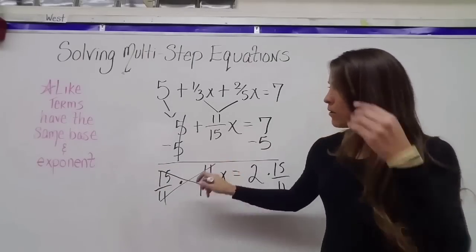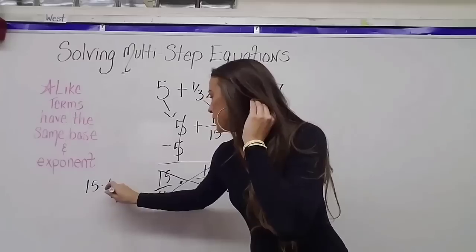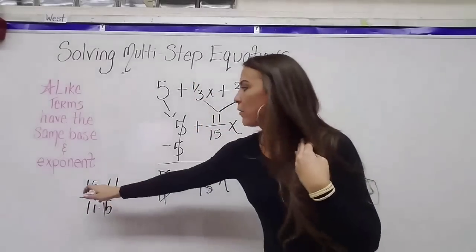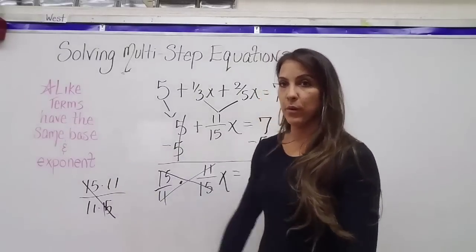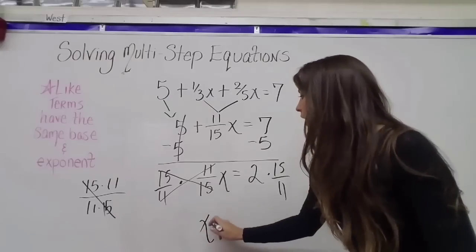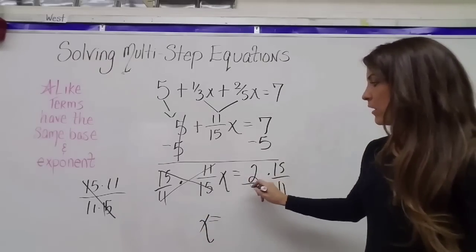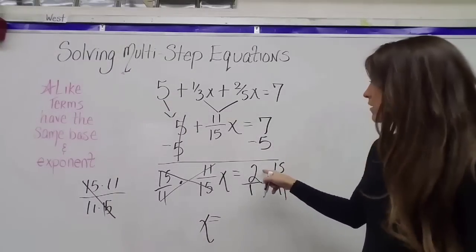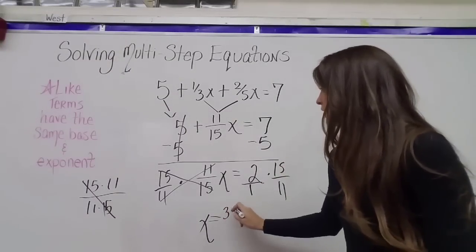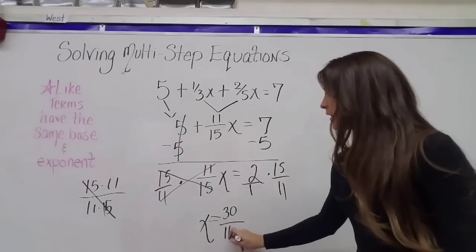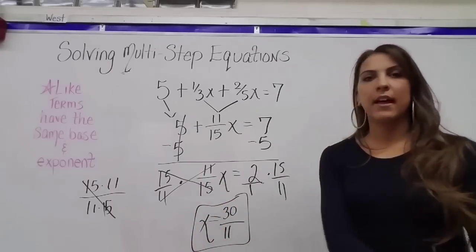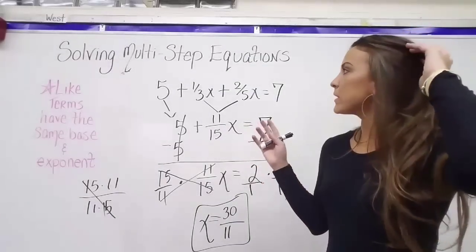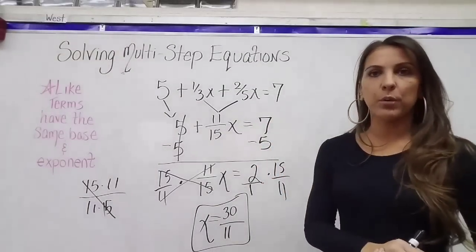Okay, this will cancel out. If you need to see it the long way, 15 times 11 over 11 times 15 will of course give me 1 because I'm dividing something by itself, okay? So I'll get 1x on the left side, and on the right, I can rewrite 2 as 2 over 1 because 2 divided by 1 is still 2, and multiply fractions straight across. So 2 times 15 is 30, and 1 times 11 is 11, and I'm going to go ahead and leave it just like that. X equals 30 over 11. So there are some examples of solving multi-step equations that have more than one term with a variable in it.